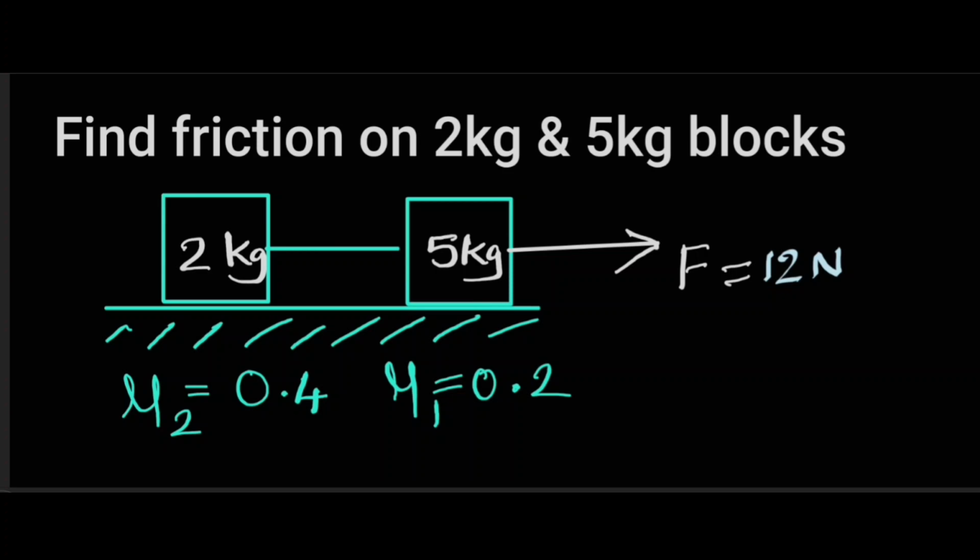This is Vikram Dachepally. Look at this beautiful question. Find the friction on 2 kg and 5 kg blocks given that a force F equal to 12 newtons is applied on 5 kg. So we have to find if friction is sufficient to prevent slipping or not in the first place.